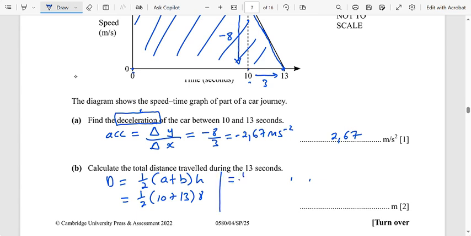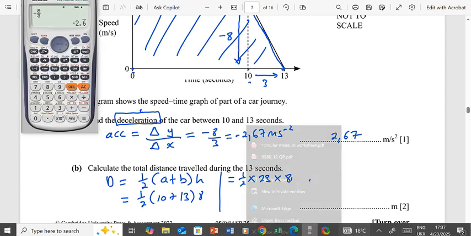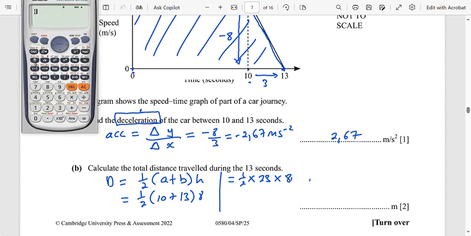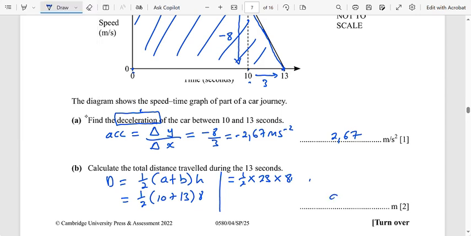So this is equal to a half times, adding what is in the brackets first, half times 23 times 8. Half times 23 times 8 gives me 92 meters. So the answer there is 92 meters.